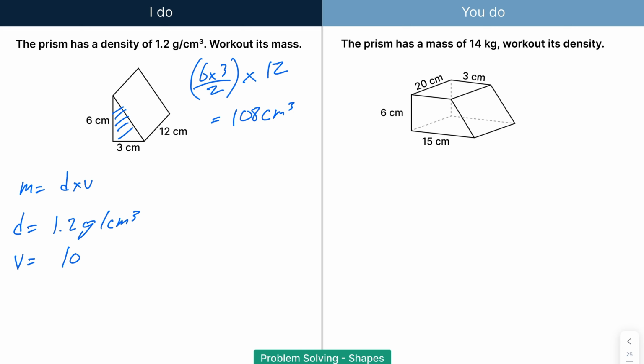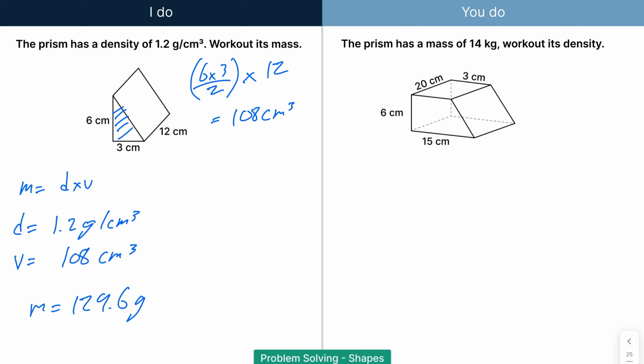So there we go. So all we have to do here is actually calculate the volume, and if I just do 1.2 times 108, I would get my answer, which is the mass. So the mass then becomes 129.6 grams.